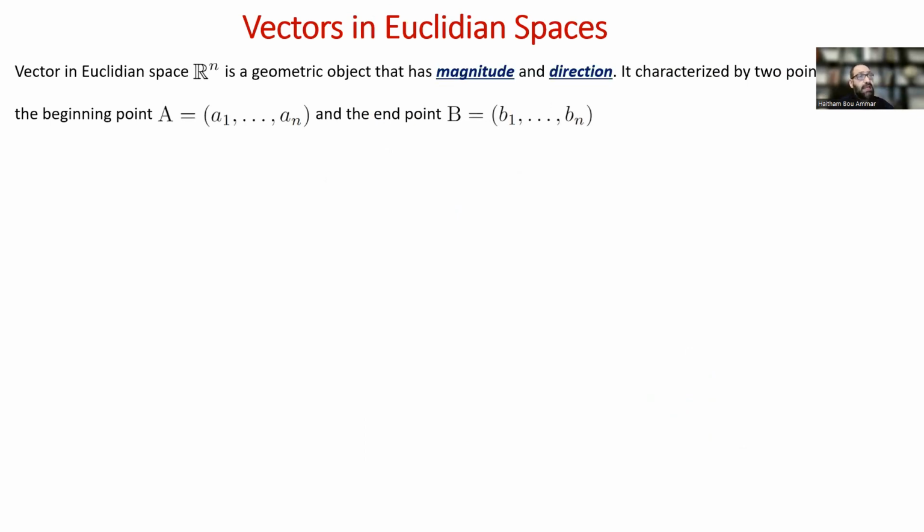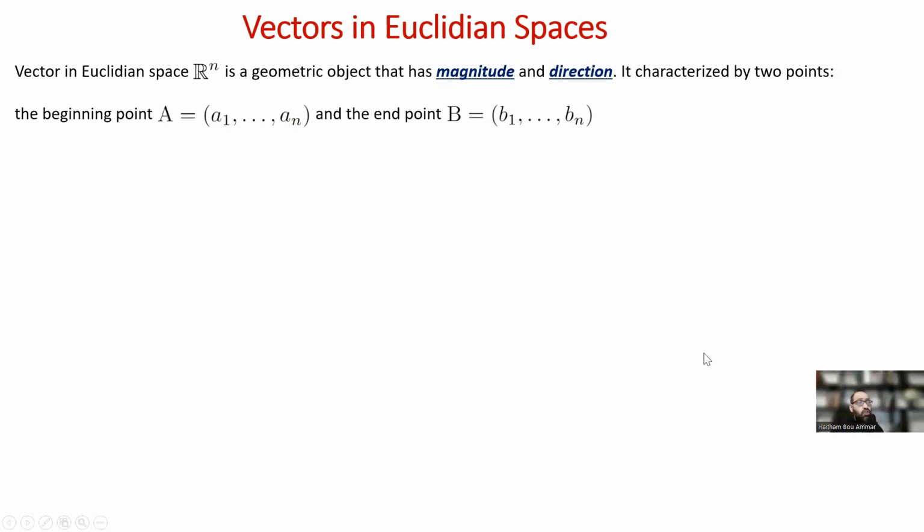So what is a vector? A vector in a Euclidean space is a geometric object. It's dictating the geometry. But that geometric object has a magnitude and it has a direction. So to define a vector, we need a magnitude of that vector and we also need a direction.